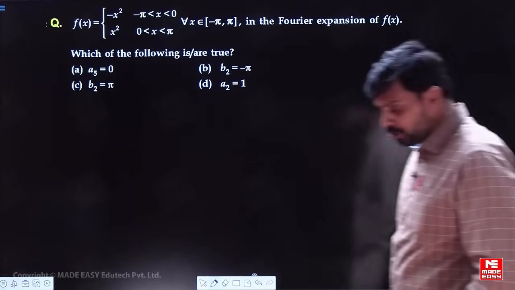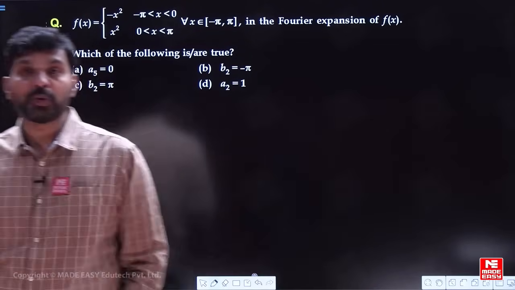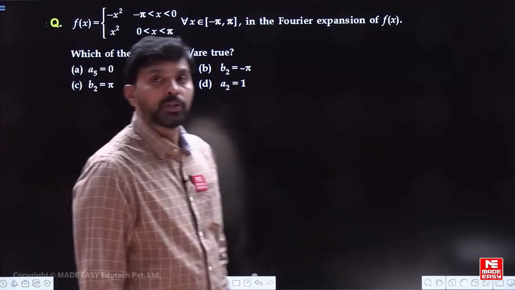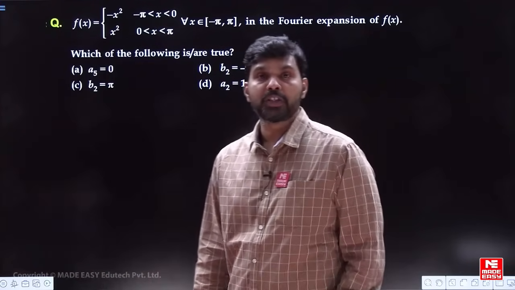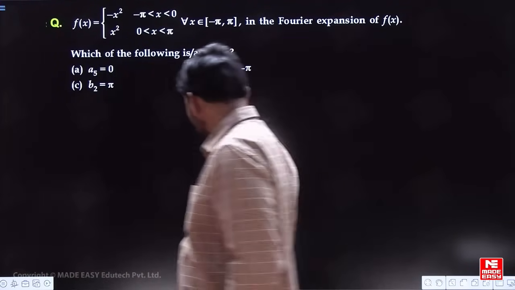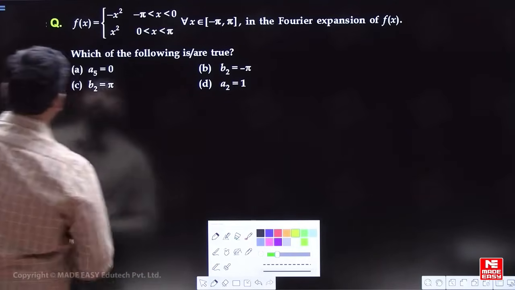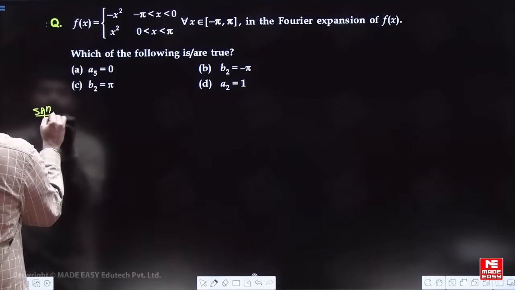Now, coming to this here, the Fourier series question. A question on the Fourier series. So for mechanical, civil, most probably the Fourier series question is coming here. So even this time also we can expect it here. So let's do one question on this here.